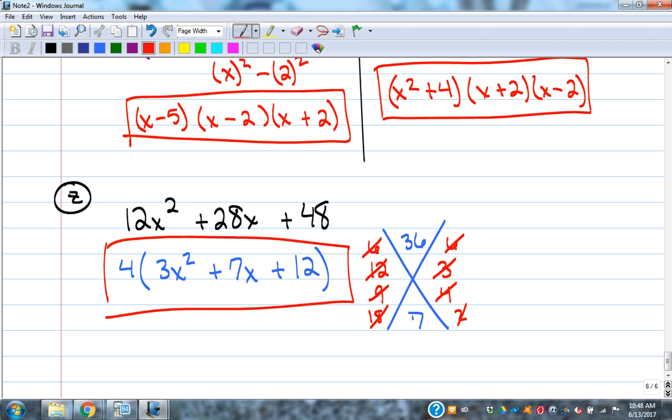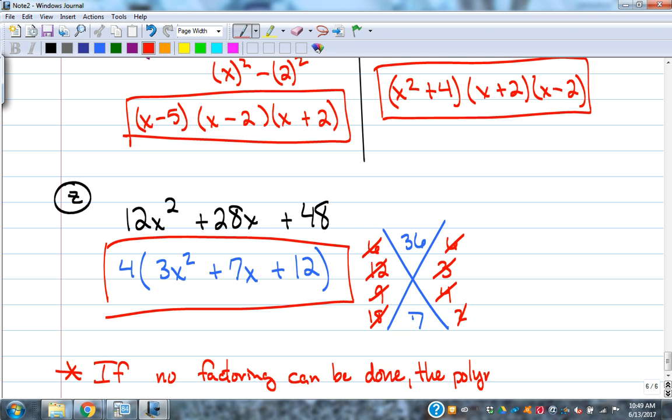Always try the next method that would normally factor something. If it won't work, then you're done. You go back to the last thing that worked. One star note here for you: if no factoring can be done, the polynomial is prime. Okay, that's the word that it's called.